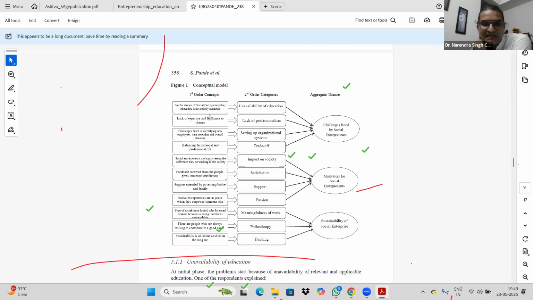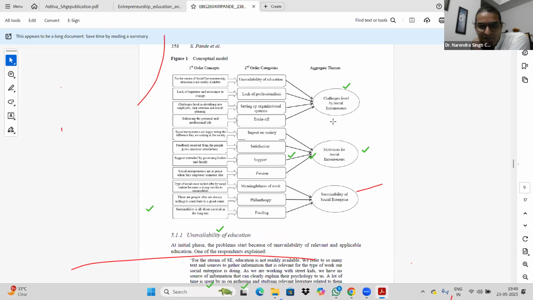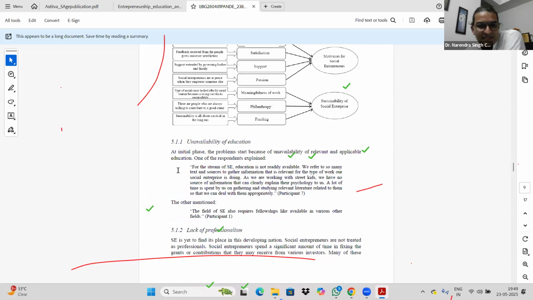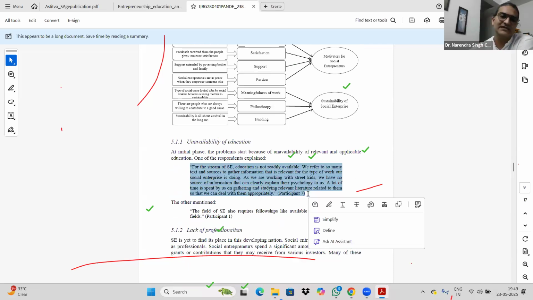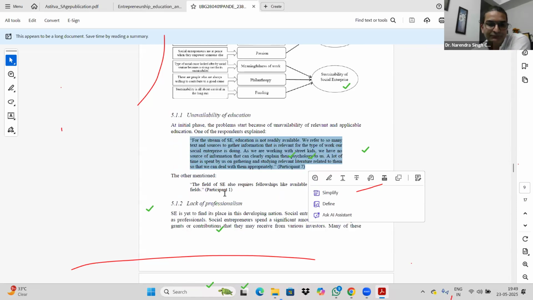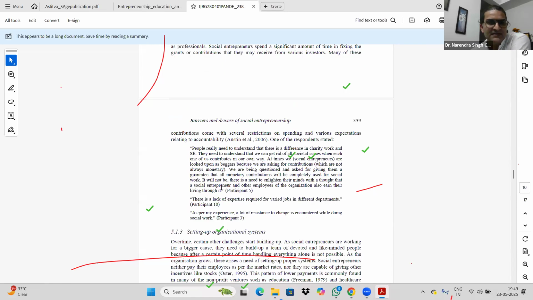So you can see this is the conceptual model: first order concept, second order. This is basically done in the coding part, and then the final themes. Under these we have put a lot of things, right? These are first order constructs, second order constructs, and the final constructs that we have used. And you could see these are the comments coming from the various respondents that we have put here. All right. So different papers, and I'll show you one more.